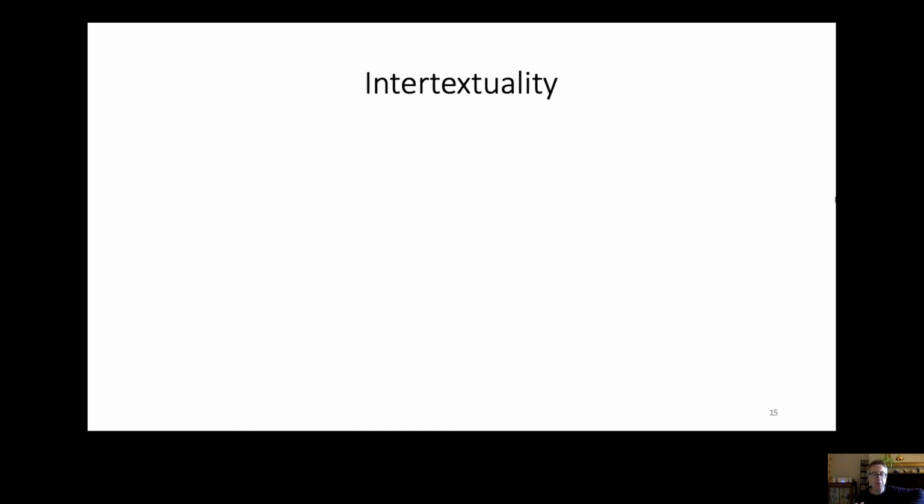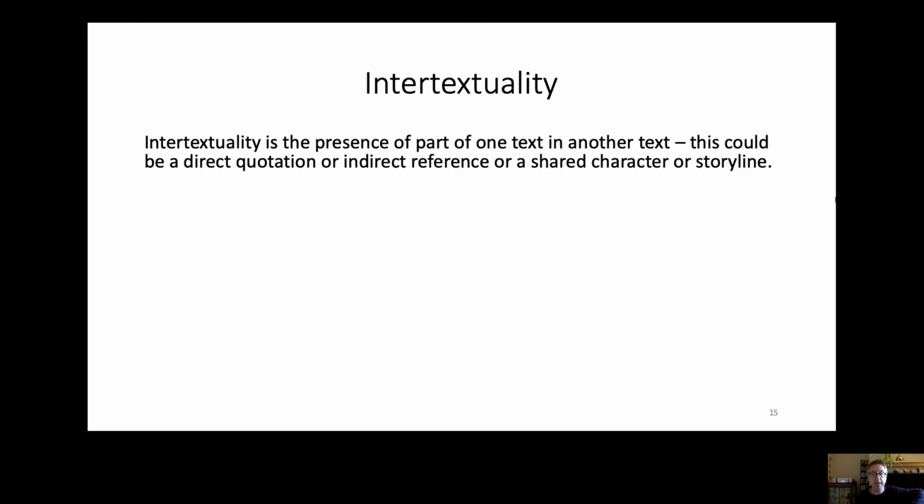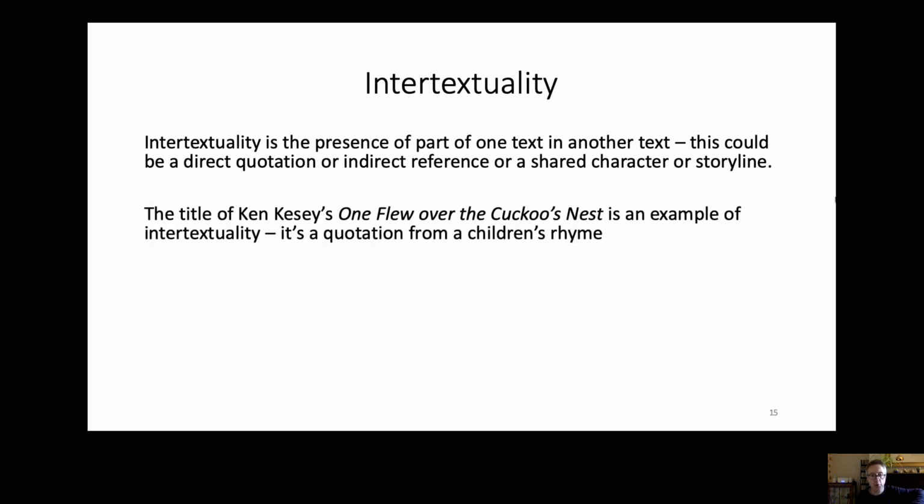Okay, the next postmodernist technique that I want to describe in some detail is the technique known as intertextuality. Intertextuality is the presence of part of one literary text in another literary text. This could be a direct quotation, it could be an indirect reference, or a shared character or storyline.